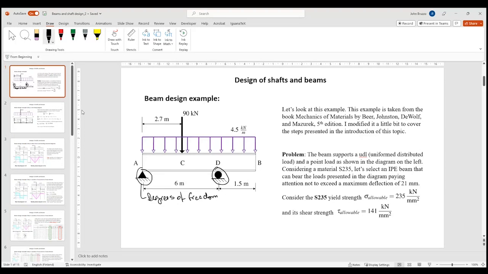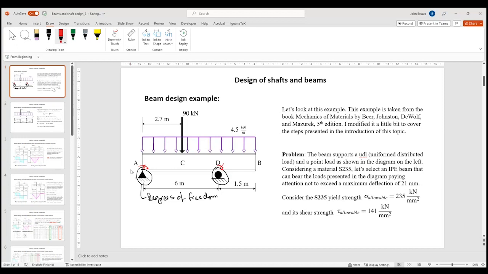Or silence, I would consider that everybody is aware of that. Degrees of freedom are going to tell me which type of reactions are going to be appearing here. So for this specific case, there is no rotation degree of freedom, meaning that no reaction moments are going to appear here.